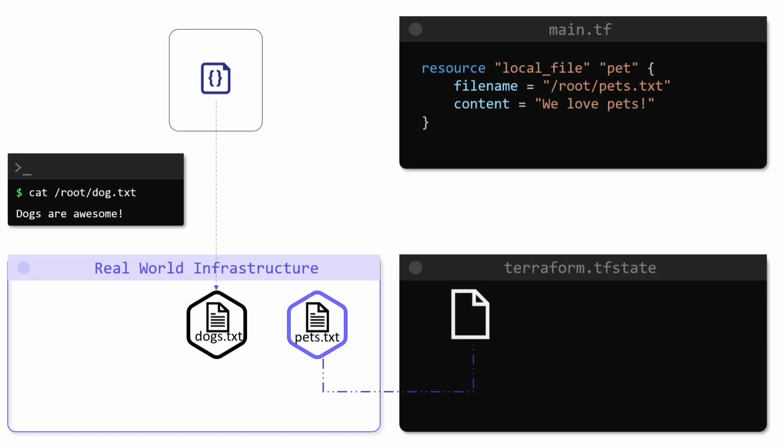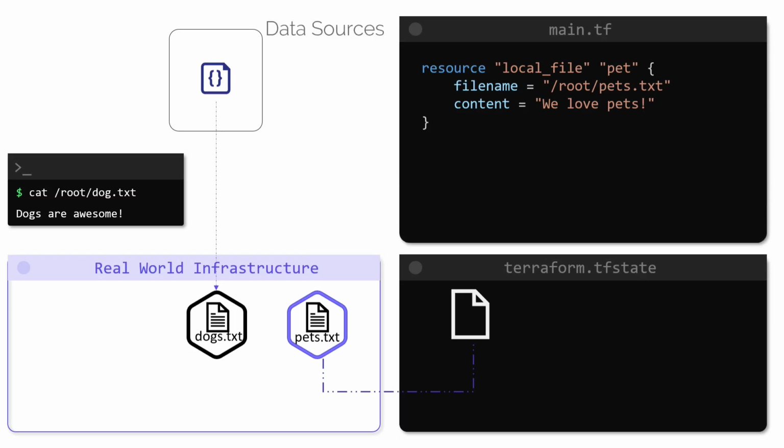We would like Terraform to use this file as a data source and use its data as the contents of our existing file called pets.txt. If we want to make use of the attributes of this new file that is created by the bash script, we can make use of data sources. Data sources allow Terraform to read attributes from resources which are provisioned outside its control.